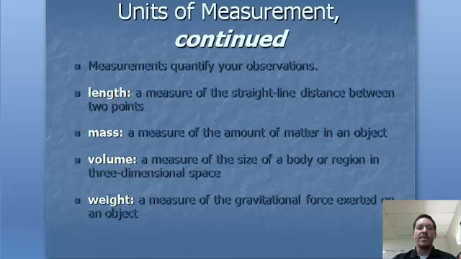And when we're using measurements to quantify our observations, length is just a measure of a straight line distance between 2 points. Mass is the measure of the amount of matter in an object, not the weight, so weight is different. Volume is a measure of the size of a body or region in three-dimensional space. And then the weight is a measure of gravity force exerted on an object.